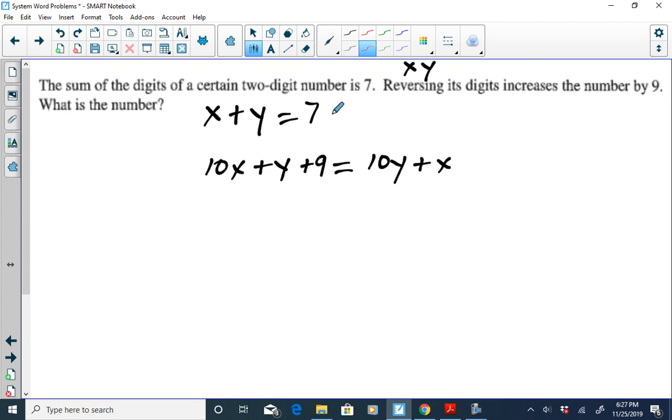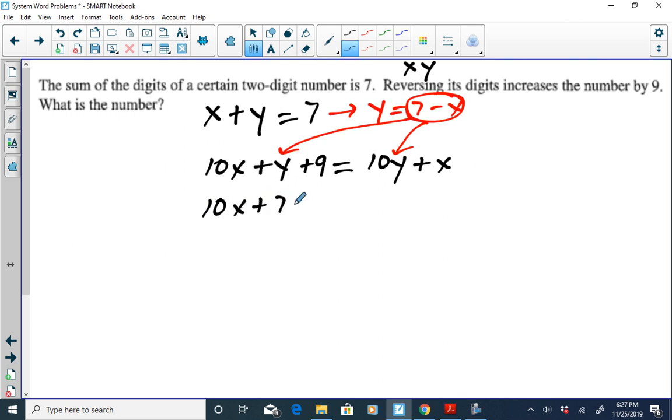We want to take our first equation, and I want to rewrite that in terms of either y or x. I'm going to rewrite it in terms of y. So y is going to be equal to 7 minus x. And then I want to use substitution. I want to take that 7 minus x, and wherever I see a y in that second equation, I'm going to replace y with that 7 minus x. So we rewrite and we substitute. So this becomes 10x plus, I'm replacing y with 7 minus x. Then we still have plus 9.